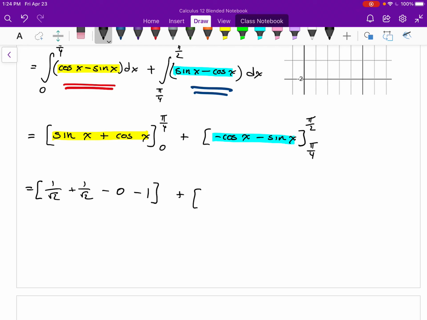Over here, I'll be a little bit more careful because there's a few more things going on. I got minus the cosine of pi over 2, which is just 0, minus 0. Minus the sine of pi over 2 is 1, so all of that. From that, I'm subtracting pi over 4. So minus the cosine of pi over 4 is minus 1 over root 2. Take away the sine of pi over 4, which is again 1 over root 2.